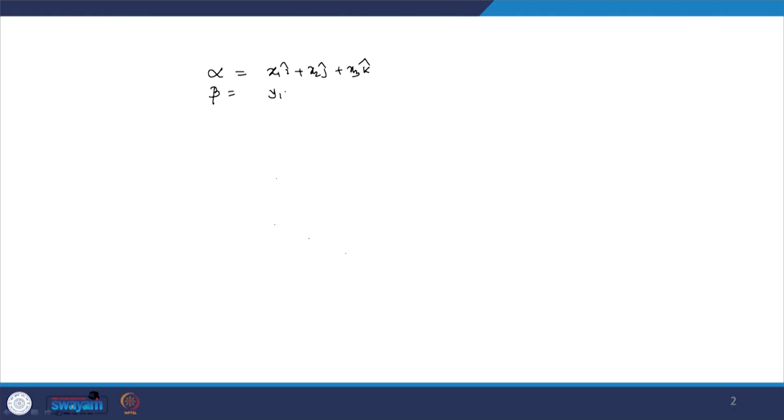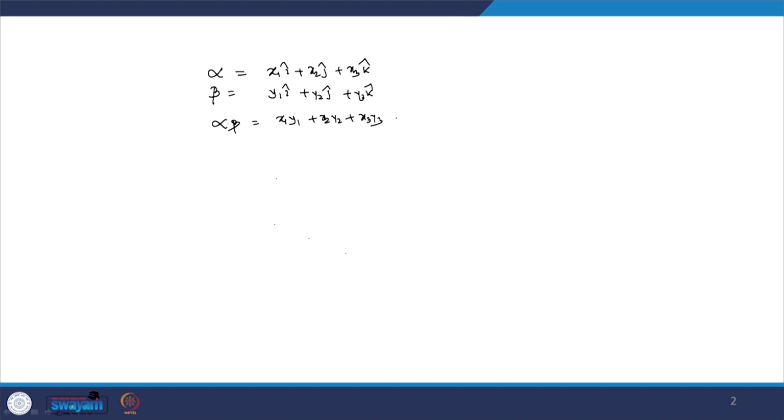I mean to say, if you consider alpha equal to x1 i plus x2 j plus x3 k, and beta equal to, suppose, y1 i plus y2 j plus y3 k, then we have seen that the scalar product of the two vectors, alpha dot beta, over the real line, is x1 y1 plus x2 y2 plus x3 y3.